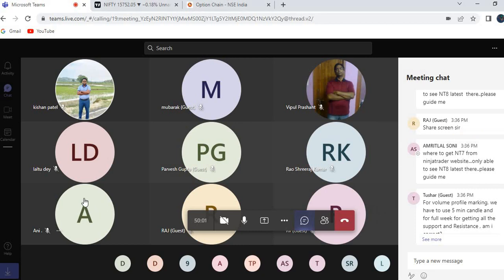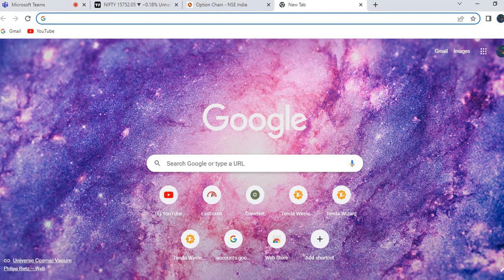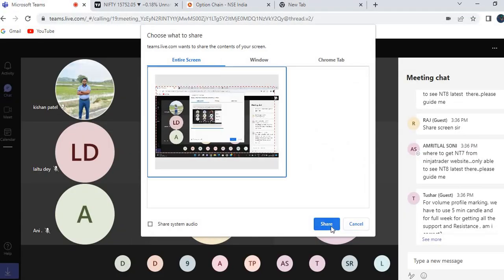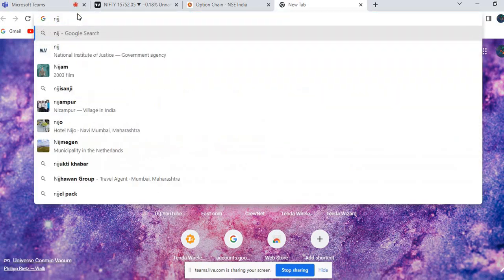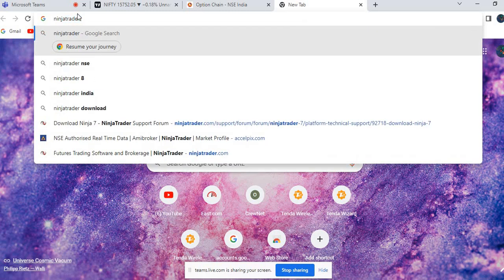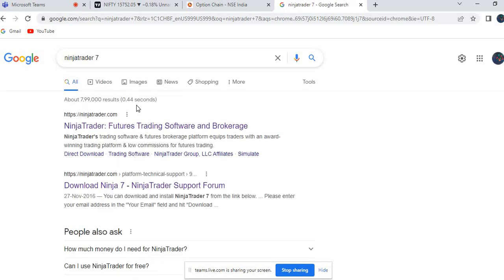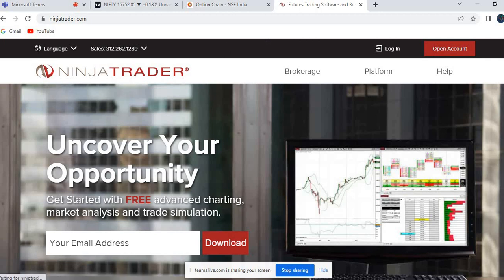Where to get NT7 from the Ninja Trader website. Okay, so a lot of you have the same question, and today I will be taking you through it. I will share the screen first. This is once and for all, because all of you are talking about how you don't find Ninja Trader 7. Just put Ninja Trader 7, just enter it. You go to the first link. Okay, the first link will open.